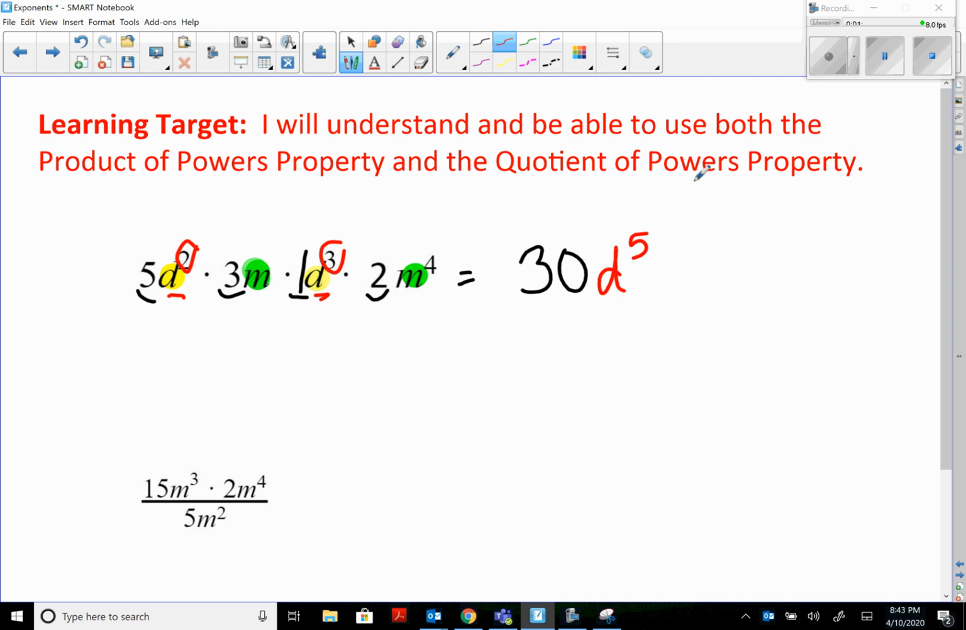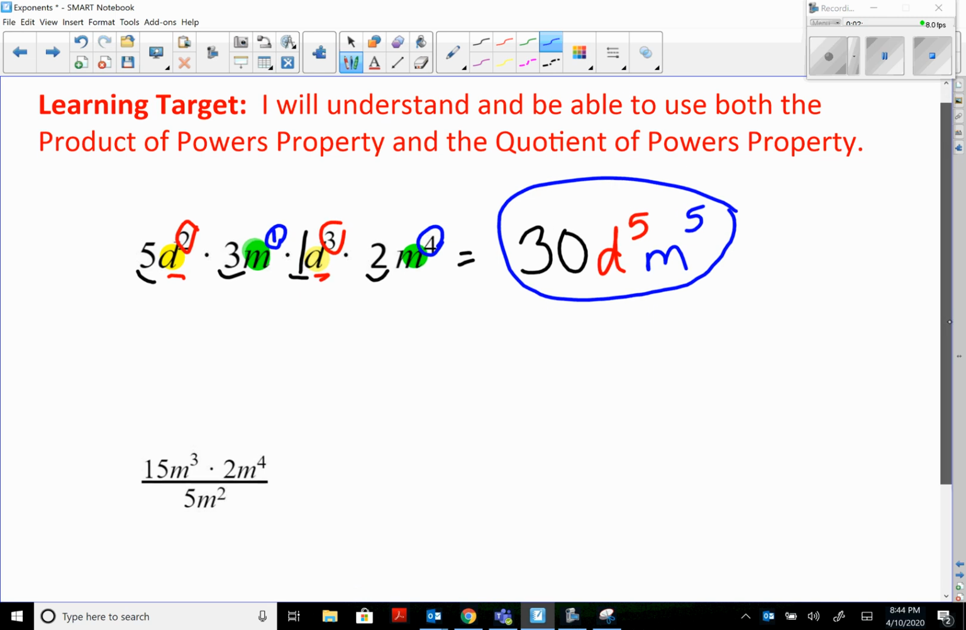Lastly, I'm going to look at those m's, and I'm going to look at the exponents of my m's. This first one does not have an exponent, although technically it does. It's a 1. And then the second one's a 4. Again, I'm multiplying so I can add them together. So I get m to the fifth power. So my final answer is 30d to the fifth times m to the fifth.